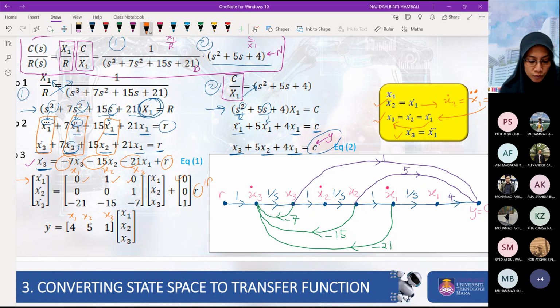The next one, we need to fill up our second row for x2 dot. We have one equation for x2 dot, which is equal to x3. So for the third column, we can fill up 1. There's no relationship for x2 dot with x1, that's why we put 0. No relationship with x2. No relationship with input. Then we have completed our first equation for state space, x dot equal to Ax plus Br. In this case, r is your input.